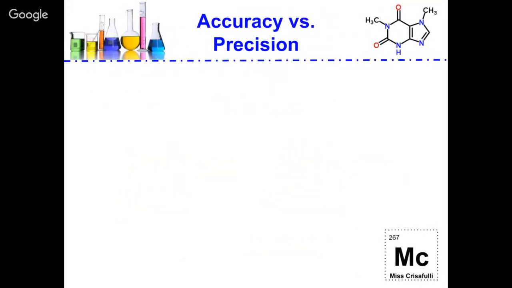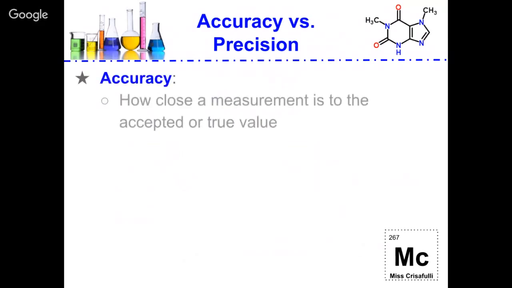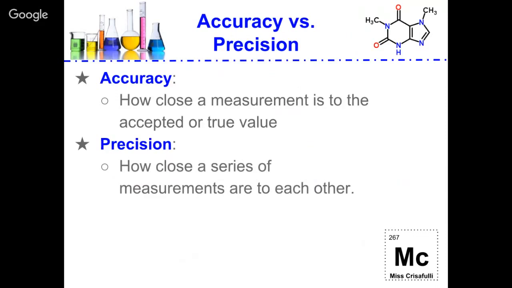So we've talked about scientific notation, how to go from expanded notation to scientific notation, and from scientific notation to expanded notation, how to multiply, add, and subtract them both using a calculator and using some mental math. But now let's talk about accuracy and precision. Accuracy by definition is how close a measurement is to the accepted or true value. And precision is how close a series of measurements are to each other.